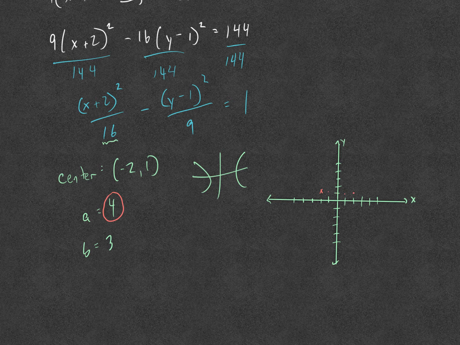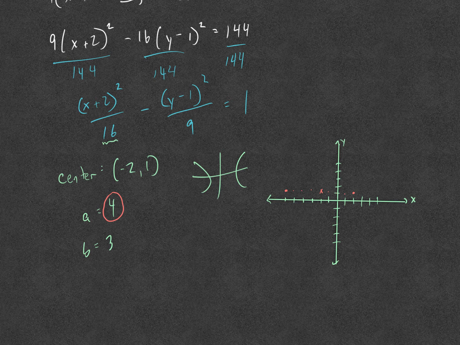1, 2, 3, 4. That's one of the vertices. 1, 2, 3, 4. That's another one of the vertices over there at negative, I think that's -6. Okay, so that gives me 2 points on my hyperbola.